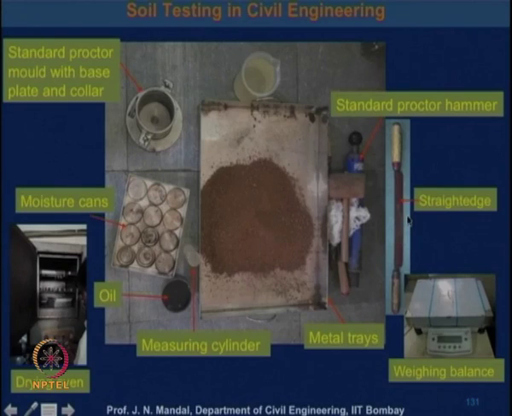And this is the straight edge. This is the moisture can in which soil is to be placed for drying. This is the oil, and this is the dry oven for the determination of the moisture content, and this is the measuring cylinder, and this is the metal tray in which soil is placed. So, these are some of the equipment you require, and this is the weighing balance here.